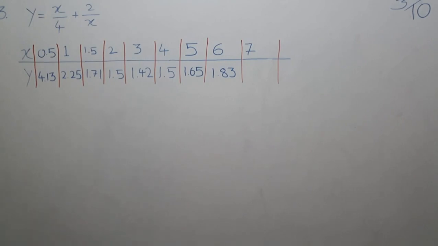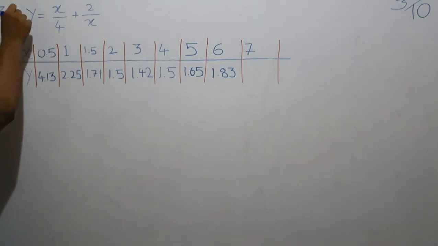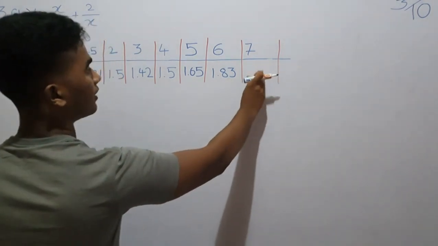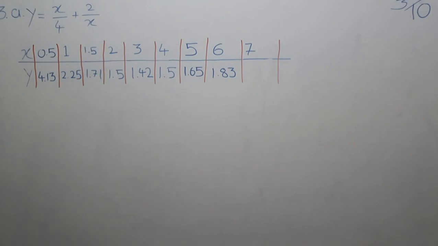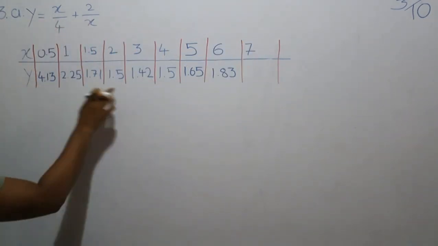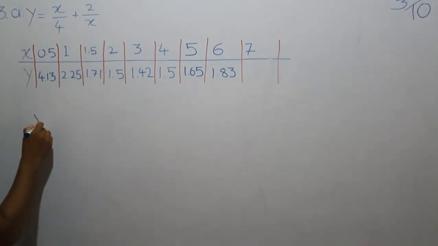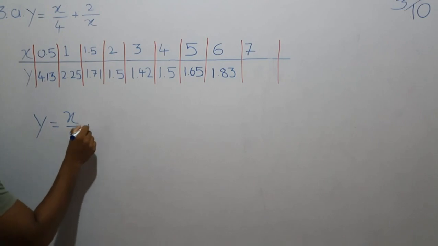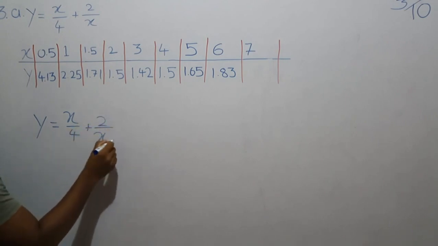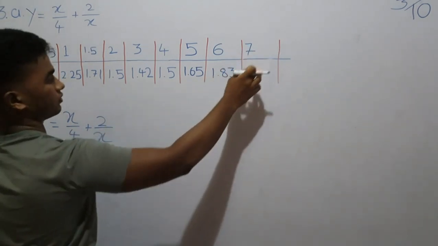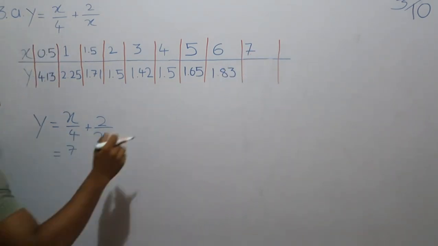So this is part A. Now in this table there is one empty blank. We should fill that. They have given 1 mark for that. So we'll substitute the x value into this equation and obtain the y value. So y equals x divided by 4 plus 2 divided by x is the equation. X is 7. And we should get the corresponding y value.